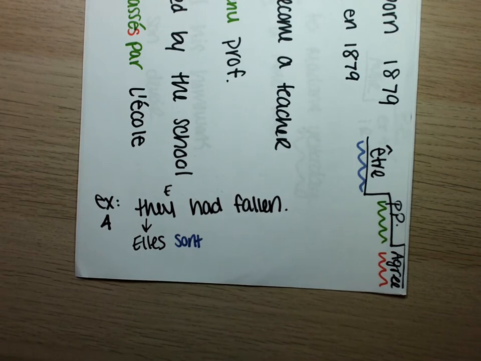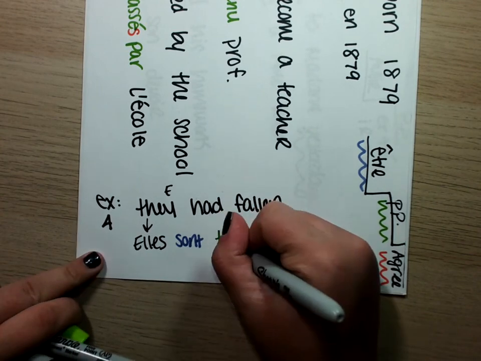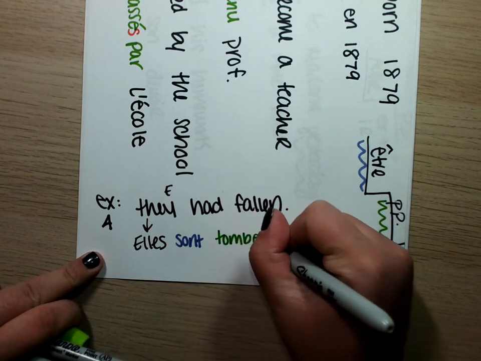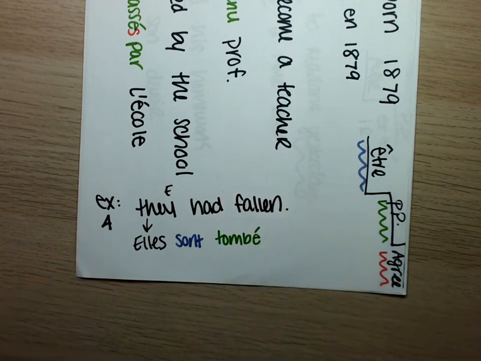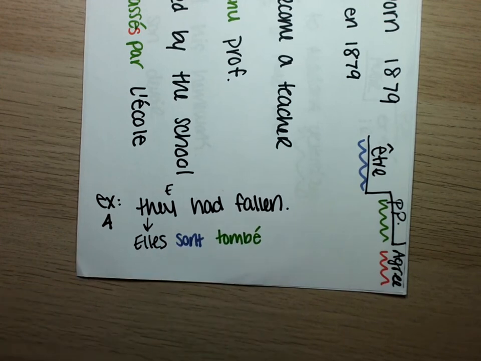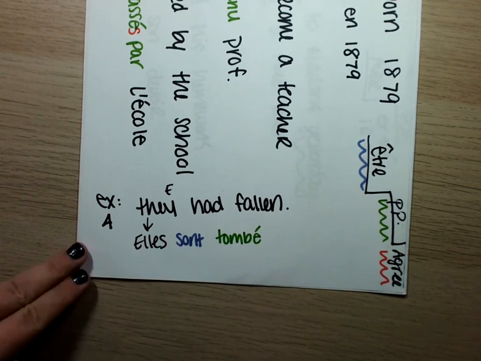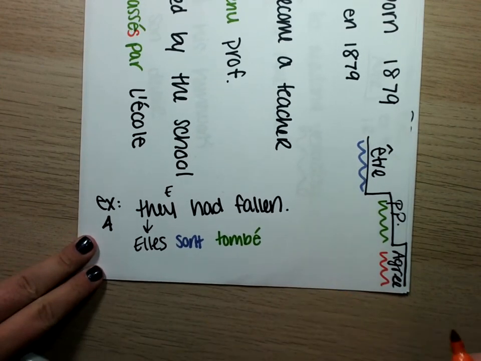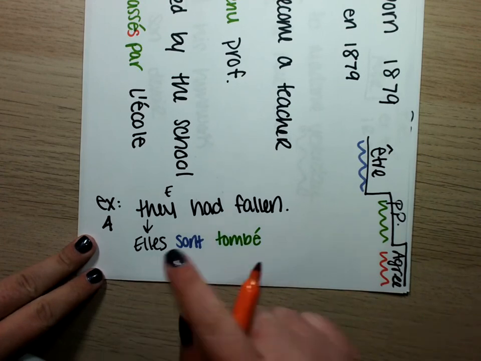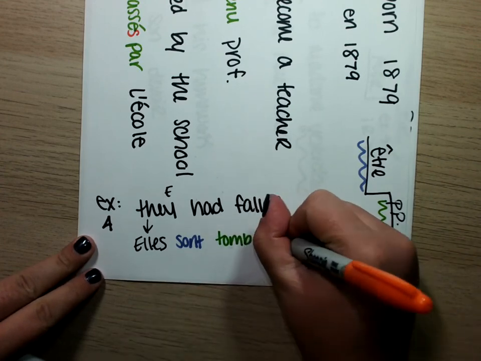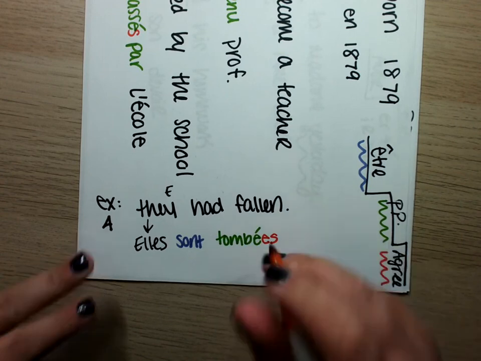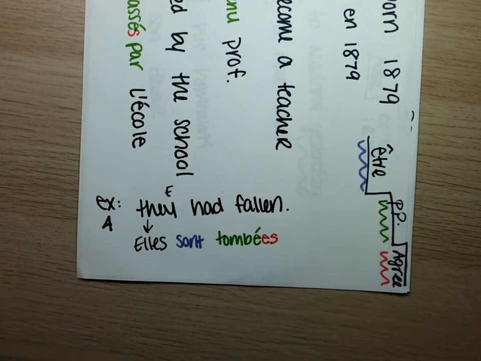And then we're going to say the verb tomber. Tomber is regular, so tombé. But now I need to make my agreement. I need to make my verb agree with my subject. Now, because tomber is regular, it doesn't affect anything. So my agreement for feminine plural is es. Elles sont tombées. They had fallen.